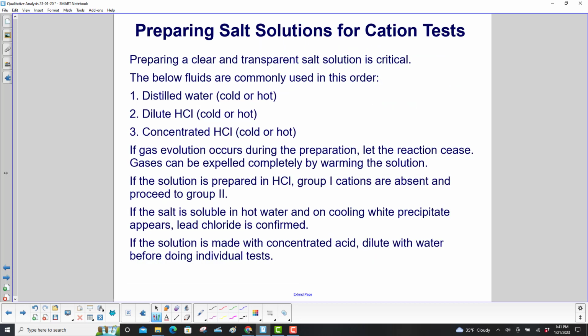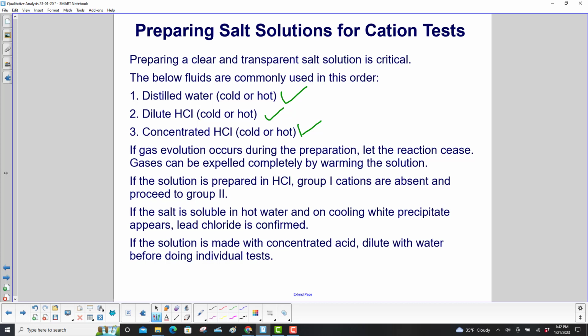Preparing a clear and transparent salt solution is critical. The below fluids are commonly used in this order: distilled water, cold or hot; dilute hydrochloric acid, cold or hot; and concentrated hydrochloric acid, cold or hot. If gas evolution occurs during the preparation, let the reaction cease. Gases can be expelled completely by warming the solution.